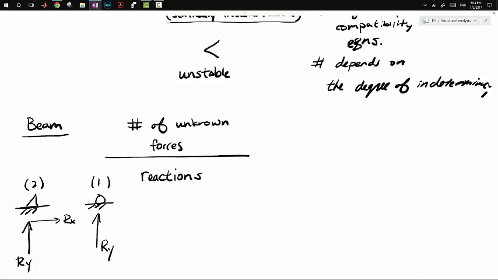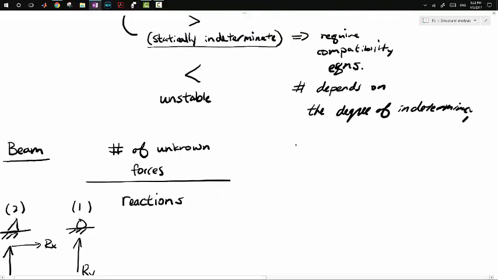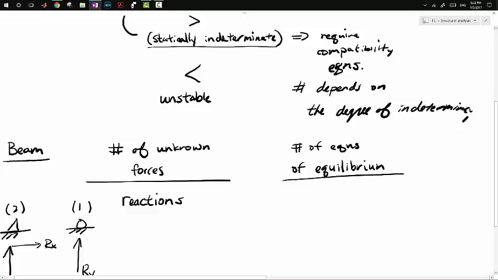So the number of equations of equilibrium for a coplanar structure is always going to be 3 plus the number of equations of condition. So I'll label that as C. So C is equations of condition.